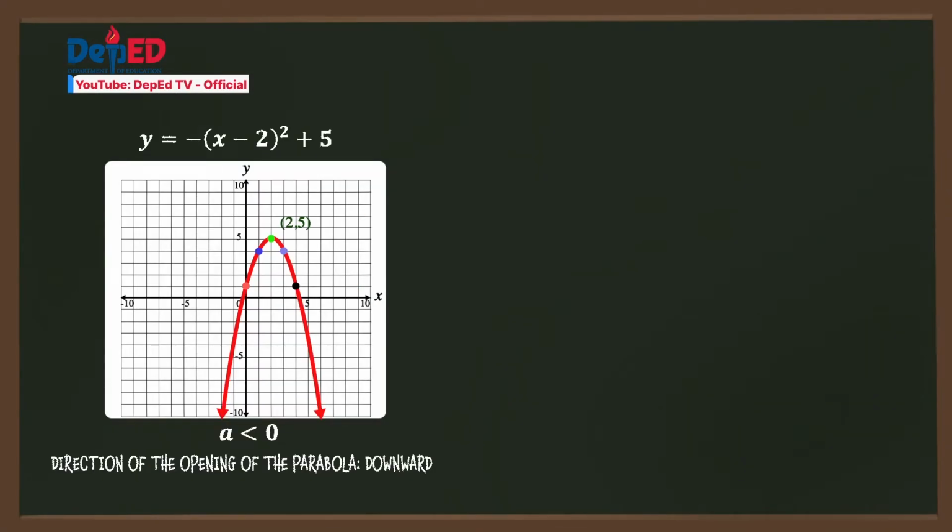When a parabola opens downward, the function has a maximum value, and it is given by the y-coordinate of the vertex, which is represented by the variable k. Hence, the given function's maximum value is 5.